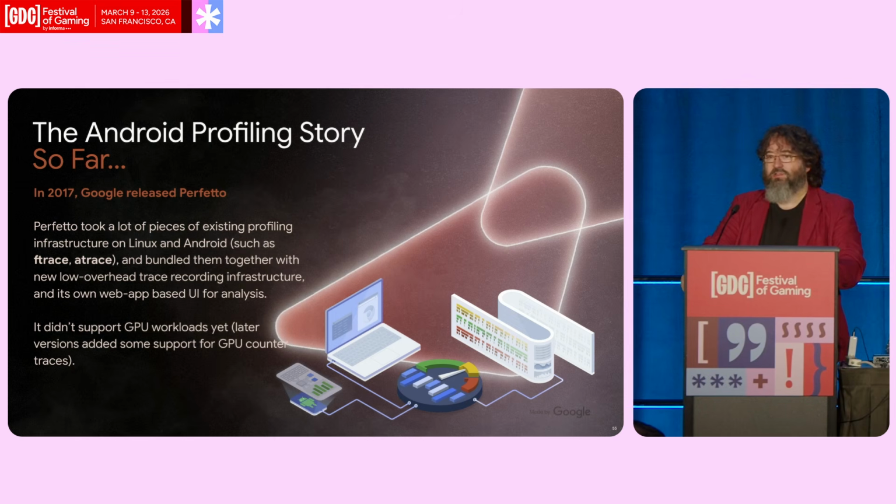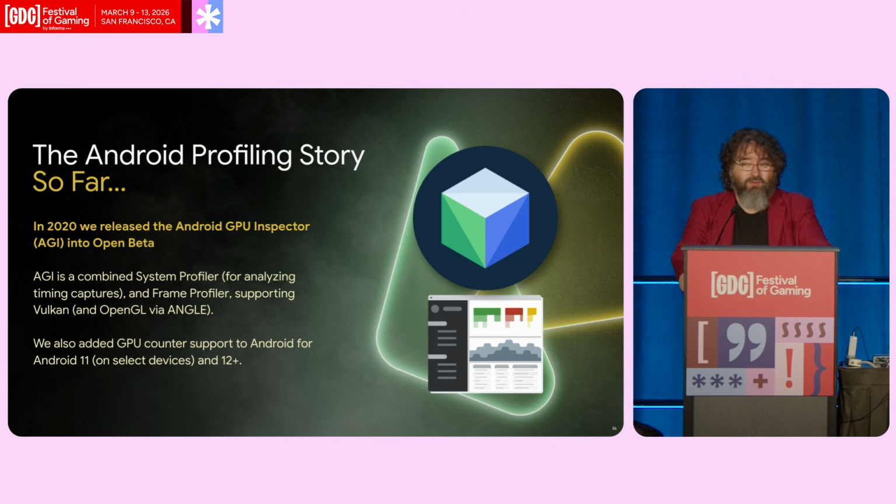So back in 2017, Google released Perfetto. You can think of Perfetto as kind of a front end over a whole bunch of different profiling and trace systems in Linux and Android. It also provides a low overhead mechanism for capturing event traces, as well as data from other data providers. And it even has its own web app UI for analysis. Now, at first, it didn't support GPU counters, but later versions added support for that, and you can see that in there today. Roll forwards to 2020, and we reached the release of the Android GPU Inspector in beta.